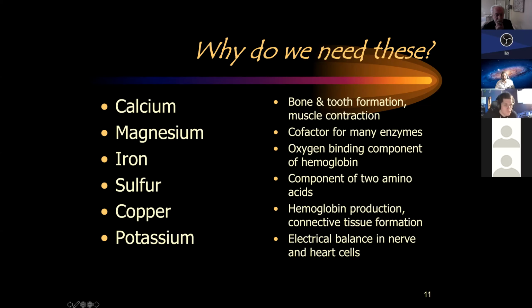Why do we need all of these things? Well, for a lot of different reasons. They're listed here: calcium in bones and teeth. Magnesium is a cofactor, and we'll talk a lot about cofactors later when we talk about enzymes. Iron, as you know, is needed to carry oxygen in blood. Sulfur is a component that's very important in the structure of proteins. Copper is found in hemoglobin, and potassium for nerve transmissions.